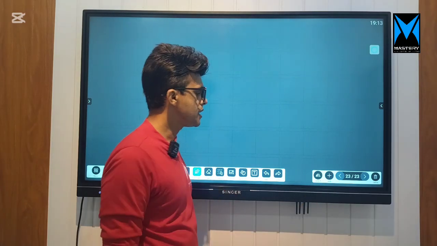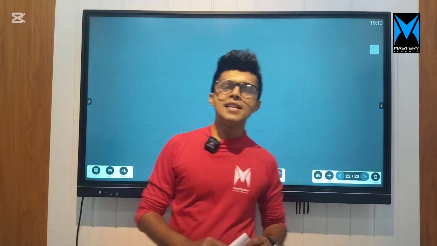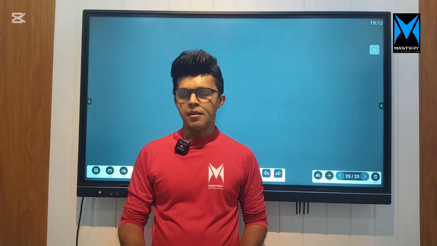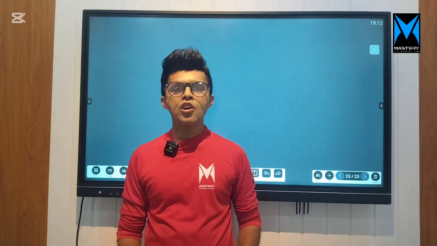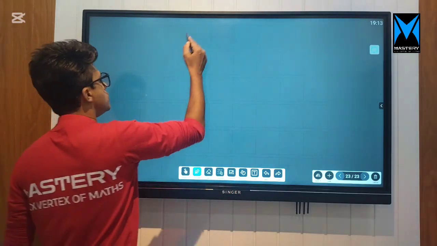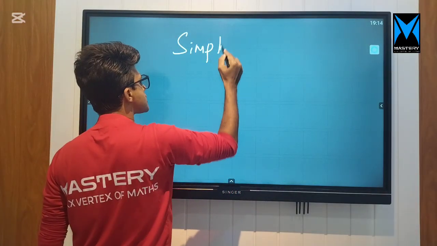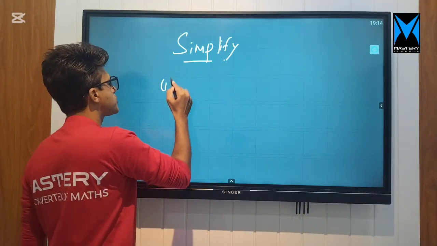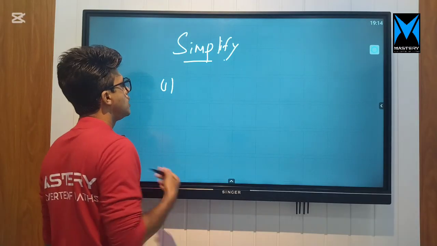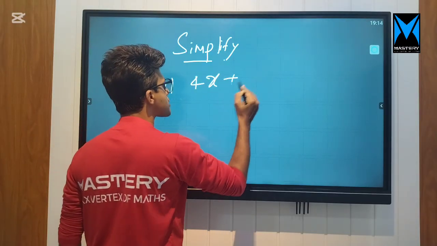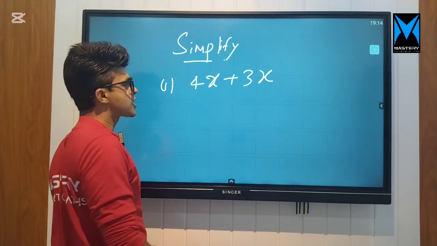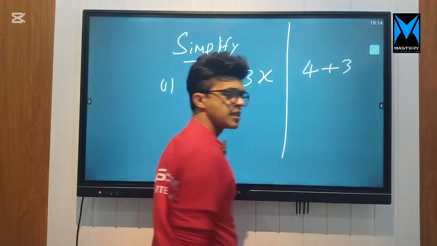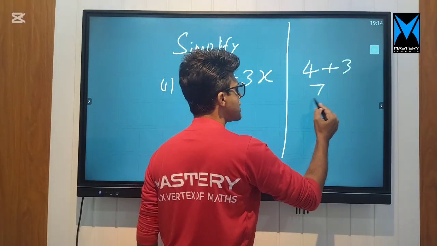Okay, so the other thing is, we are able to simplify algebraic terms. How can we simplify algebraic terms? After learning these sums, you will be able to do any question found in your textbook. How can you do this one? 4x plus 3x. 4x plus 3x means, what's the answer? 4 plus 3. 4 plus 3 is 7.